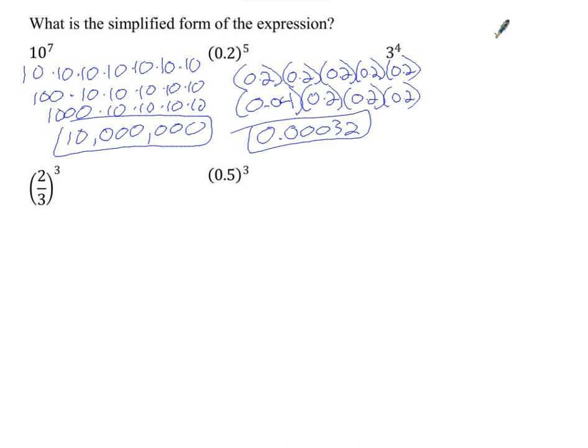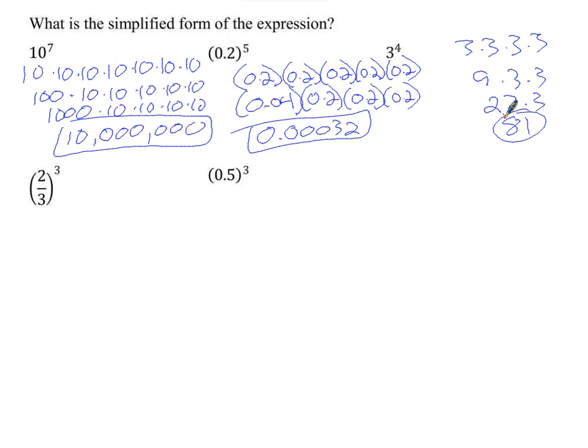What does 3 to the 4th power mean? 3 times itself 4 times. 3 times 3 times 3 times 3. That is an easier problem that we can do without a calculator. What do we get? 81, nice. Because 3 times 3 is 9, times 3 times 3. 9 times 3 is 27, times 3, and 27 times 3 is 81. All right, that is something we can do by hand.